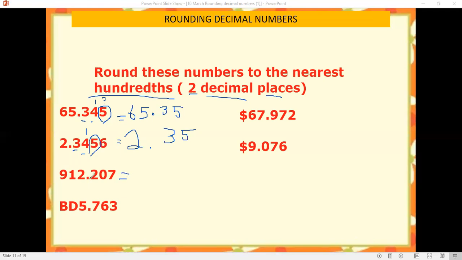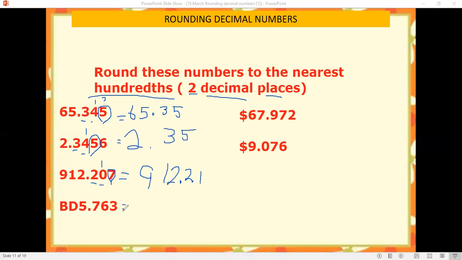Now, after the decimal point, 1 and 2. So now let's circle this again. So this is 5 or more. So you have to add one more. So the answer is 912.21. Okay?